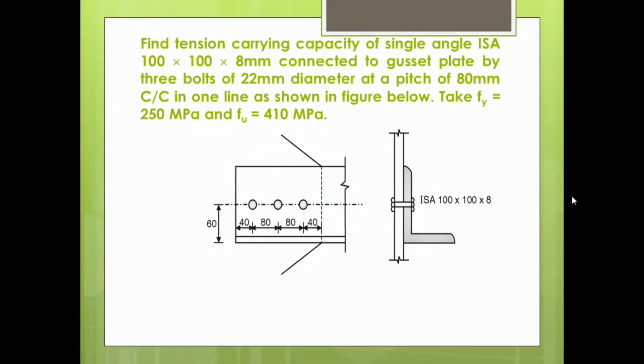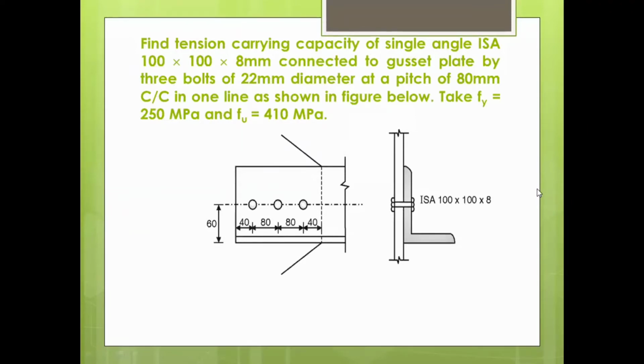So this is single ISA, single angle section, equal angle section, and the bolt arrangement is like this. The pitch is 80 and this edge distance is 40 mm. All the distances are measured from center to center of the bolts except this 40. The center line of the bolts is at 60 mm from this end of the section. And for this we have to find what is the load carrying capacity, the tension force carrying capacity.